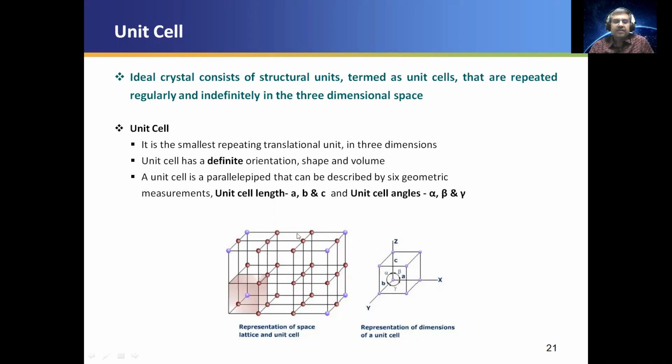This is the depiction of a unit cell. This is the smallest repeating unit that we have, and it is the unit cell of a given crystal lattice or crystal system. These are the lengths a, b, and c, and the angles between them, alpha, beta, and gamma. So these six parameters are used to define any unit cell arrangement.